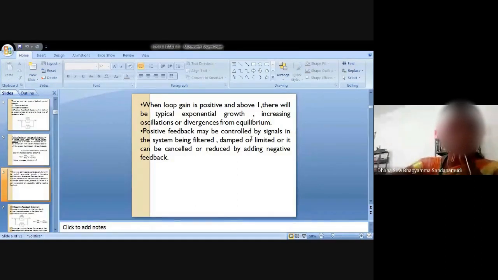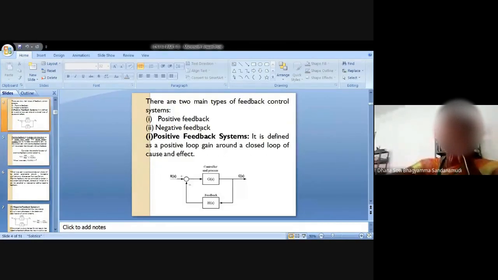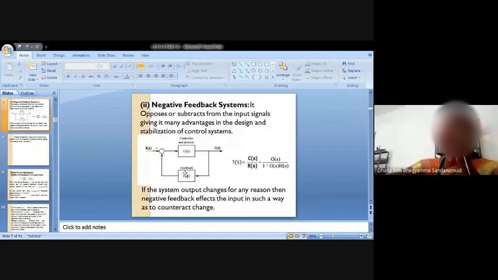A positive feedback may be controlled by signals in the system being filtered, damped or limited, or it can be cancelled or reduced by adding negative feedback. So by using filters or damping elements, or by using some signal limiting elements, or by giving negative feedback, we can reduce the overall gain of the system to make the system stable. Now you might have understood, before going to the negative feedback system itself, that if we use a positive feedback system, the overall system gain increases, which makes the system unstable. So it is better to go for a negative feedback system. Let us see what is meant by this negative feedback system.